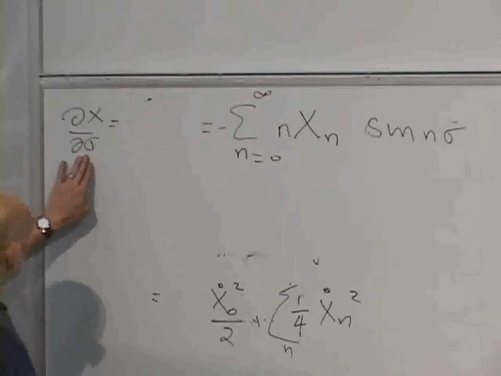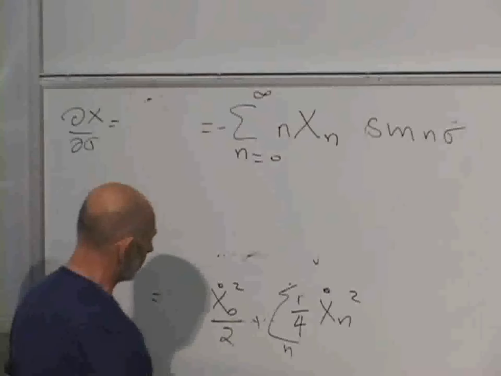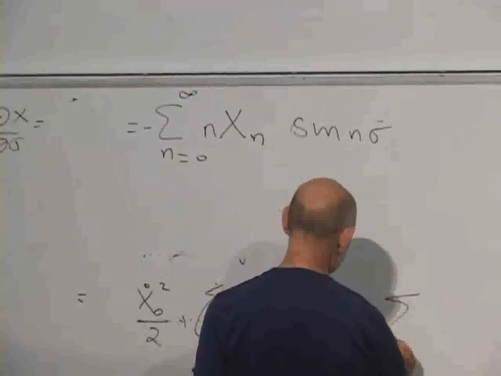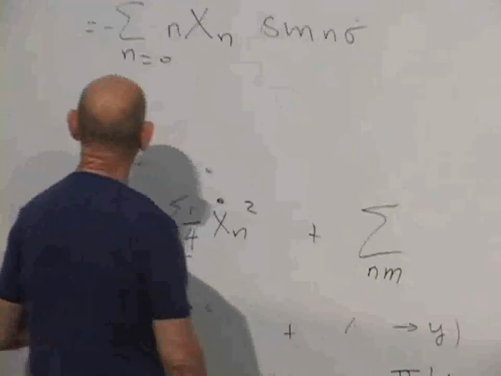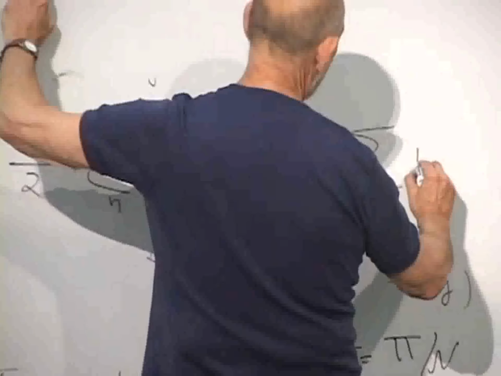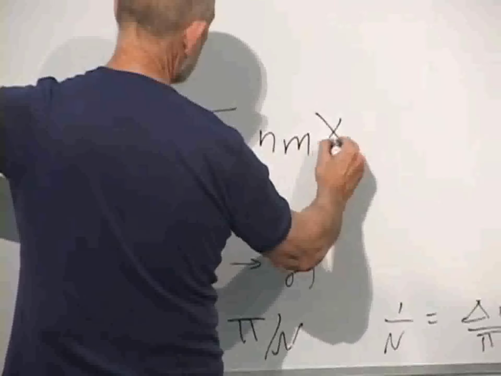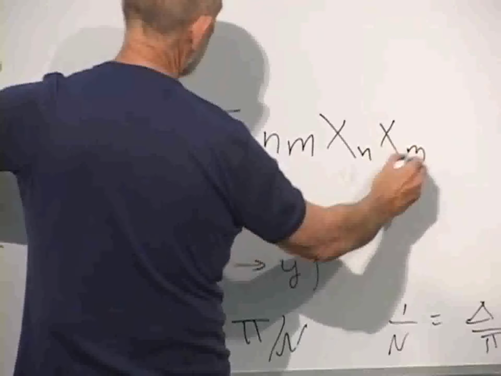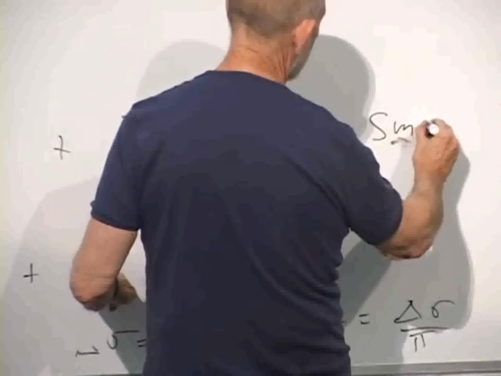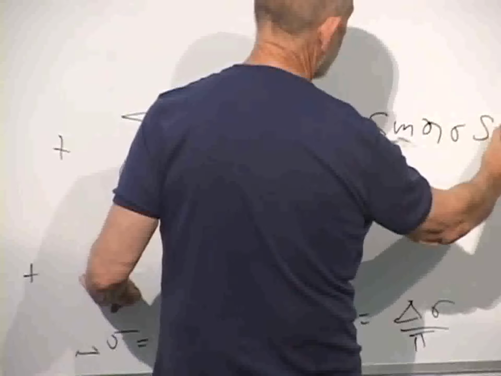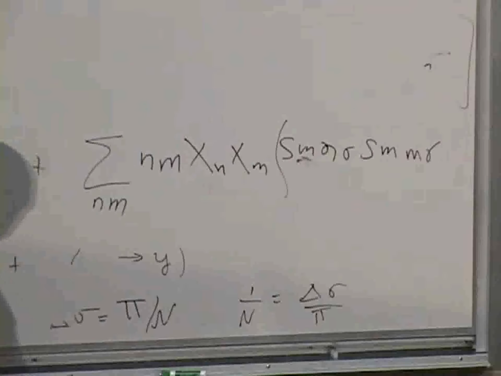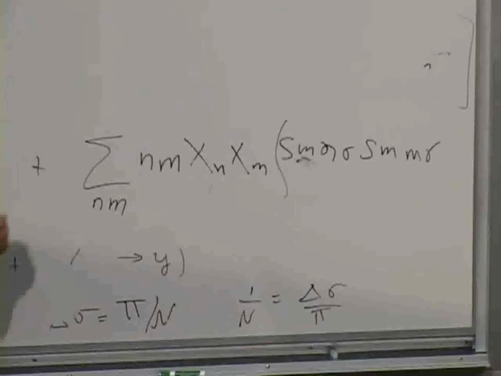Okay, so now let's write down the square of dx by d sigma. We'll be adding a sum over n and m again, because we're going to square this. When we square it, the minus sign goes away, and we'll have n times m times xn, xm, sine n sigma, sine m sigma. And this gets integrated. What am I missing? Anything? Yeah, 1 over 2 pi.